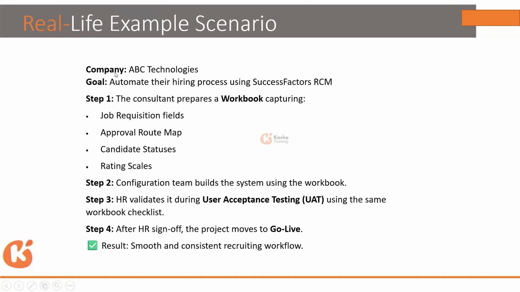Now, this is your example. You can see here, there is an ABC company, and they want to automate their hiring process using SuccessFactors RCM. So, in how you're going to utilize this workbook, in your workbook you can capture all their requirements, like job requisition field, approval route map, candidate status, rating scale. And then you can see step two, you can design the workbook, configure it, and then you can do the UAT testing with the help of the workbook. Then once everything is fine, you can sign off and go live, right? And after sign off, the support starts. So these are the places actually where you use all these workbooks.